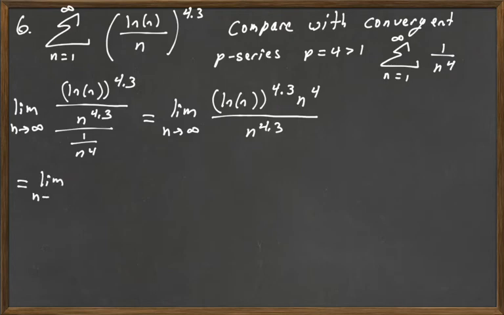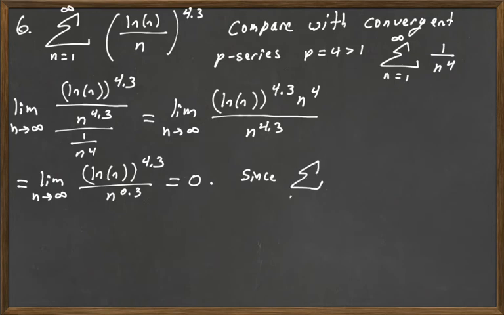Well, almost. Let's simplify it. So the limit as n goes to infinity of the natural log of n quantity to the 4.3 all over n to the 0.3. And that's what we did several instances of L'Hopital's rule on. Eventually that limit was 0. And so this is the second possibility with the limit comparison test, which says if the limit as n goes to infinity of a sub n over b sub n is equal to 0, and we know that the sum n equals 1 to infinity of b sub n converges, then so will the sum n equals 1 to infinity of a sub n.